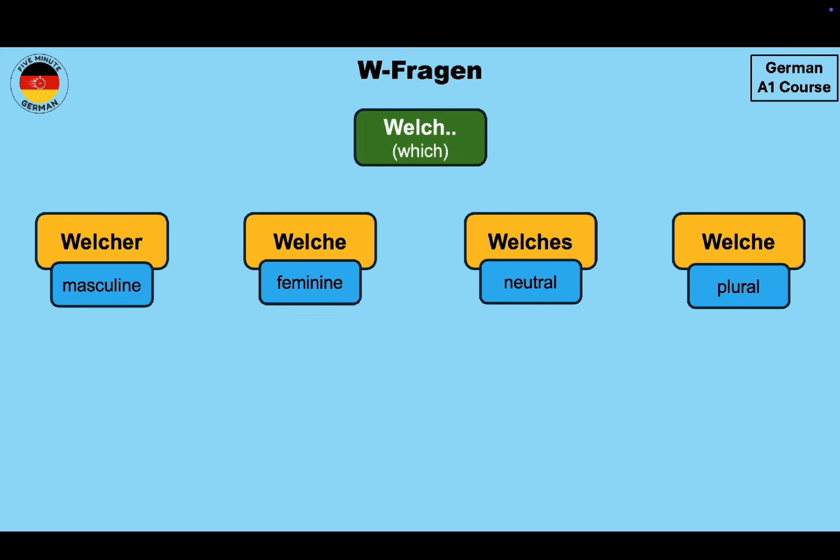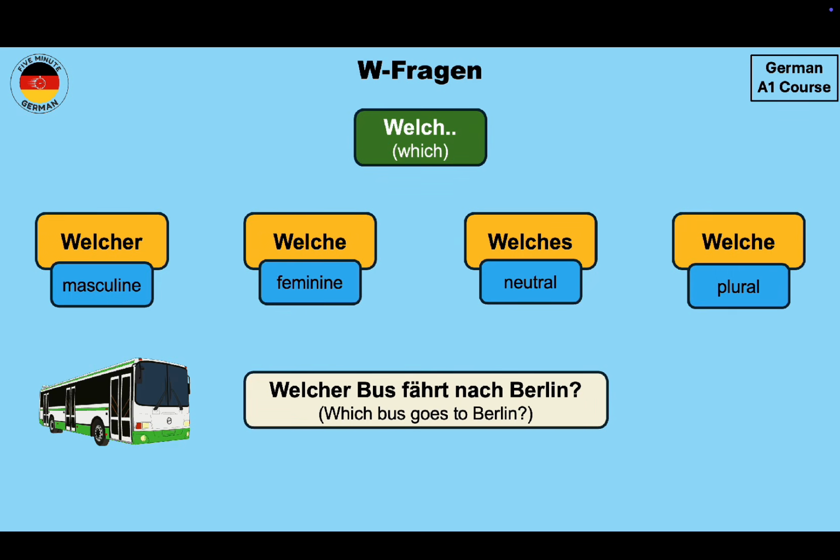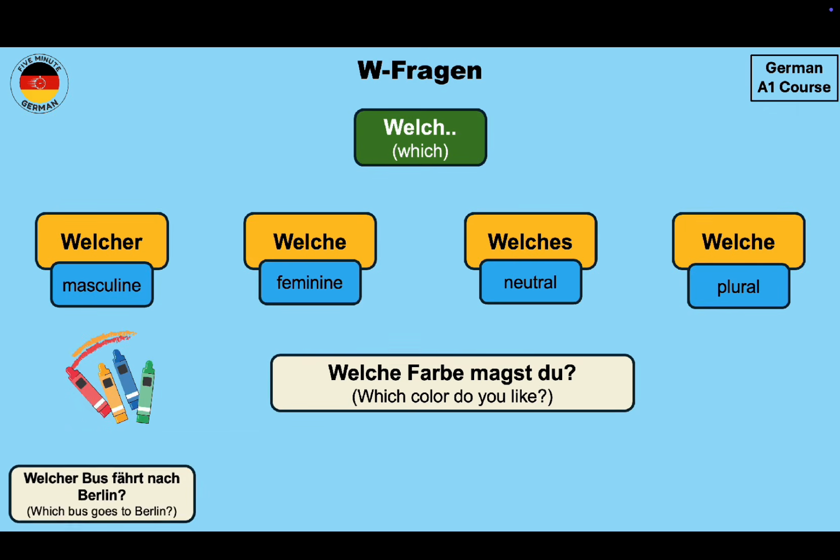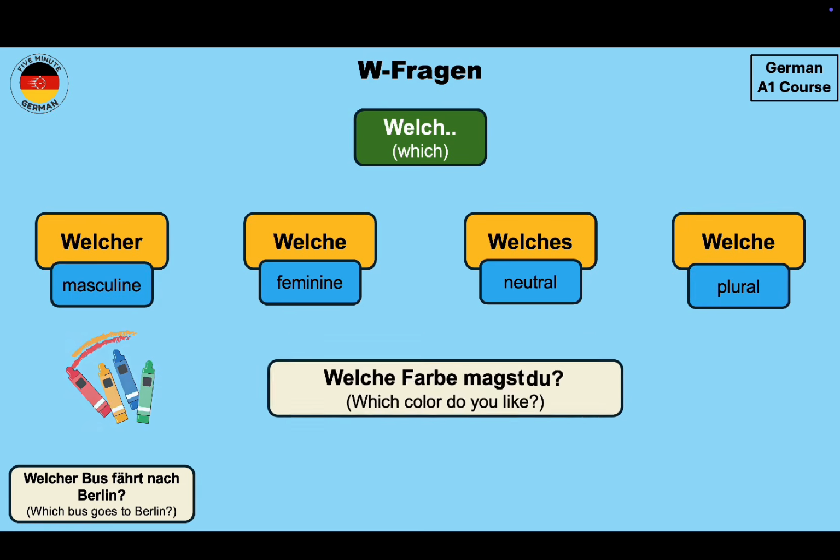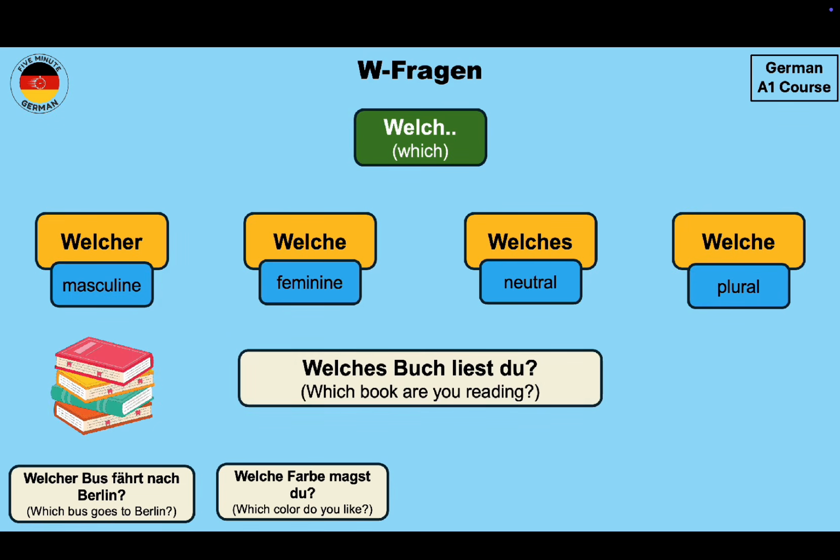So let's take an example with welcher. "Welcher Bus fährt nach Berlin?", which bus goes to Berlin, because bus is der Bus, that's why we use welcher Bus. With welche it will be "Welche Farbe magst du?", which color do you like. With welches it will be "Welches Buch liest du?", which book are you reading.